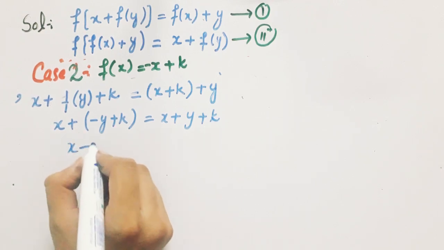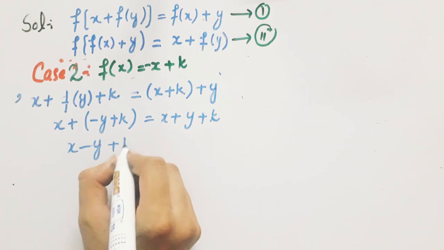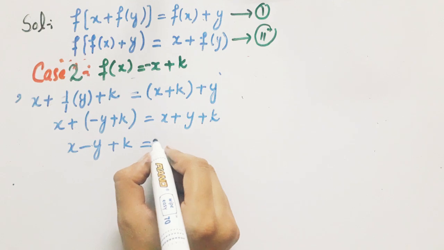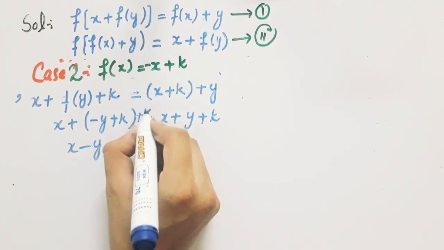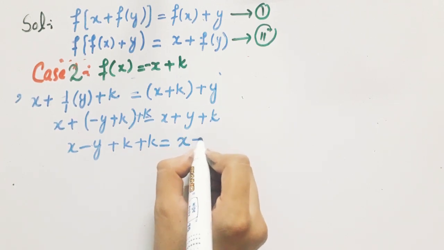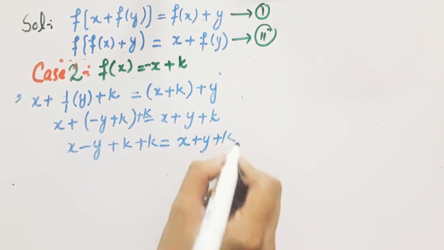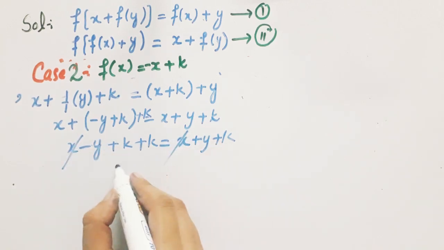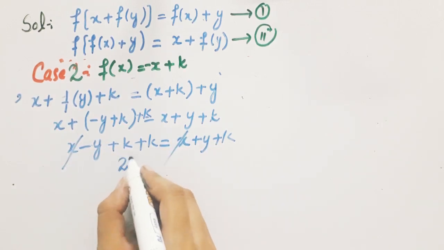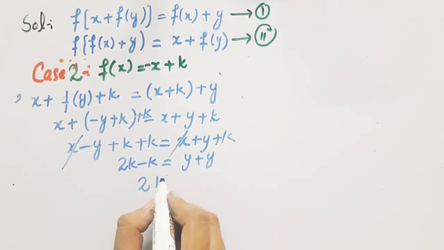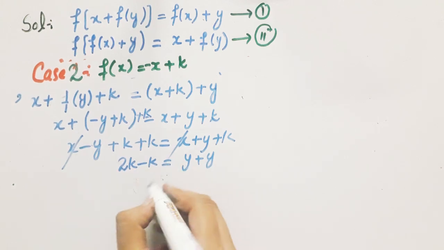So we get x minus y plus k is equal to x plus y plus k, where k is used in place of this. So x and x are cancelled out from both sides, and you get 2k minus k is equal to y plus y, which implies that k is equal to 2y.